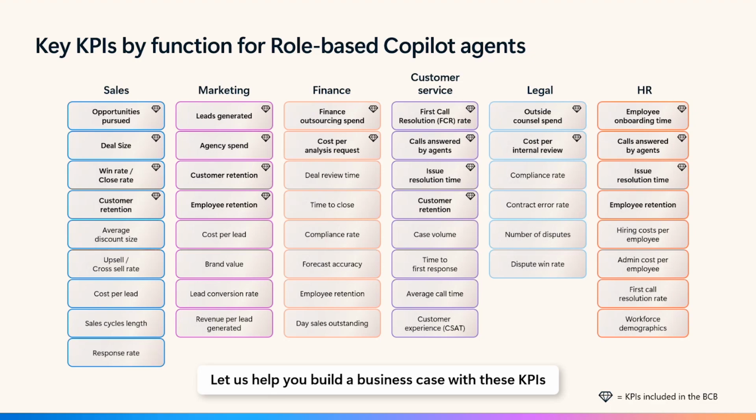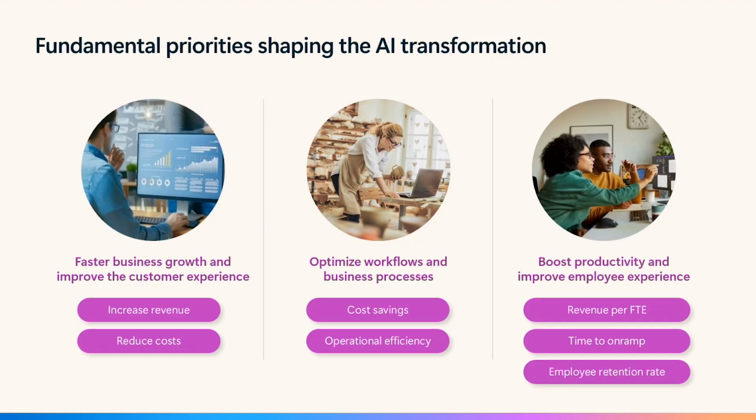Okay, so we talked about KPI, and now let's go and check more. If I go back and give you again a small summary of the 3 priorities for every company: to increase business growth and improve the customer experience, optimize the workflow and business processes, and finally to boost productivity and improve employee experience.